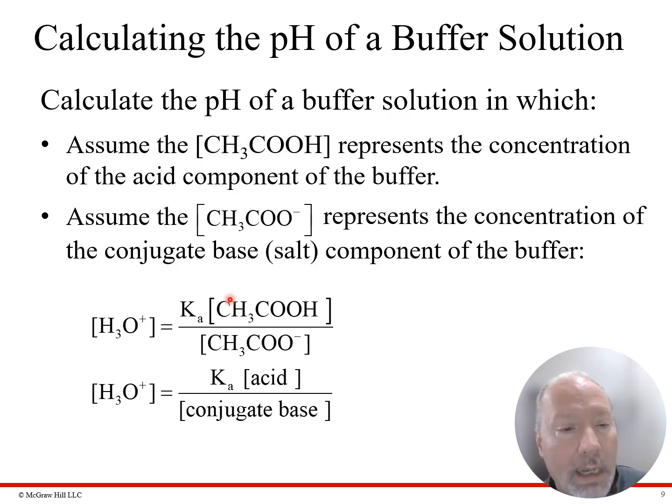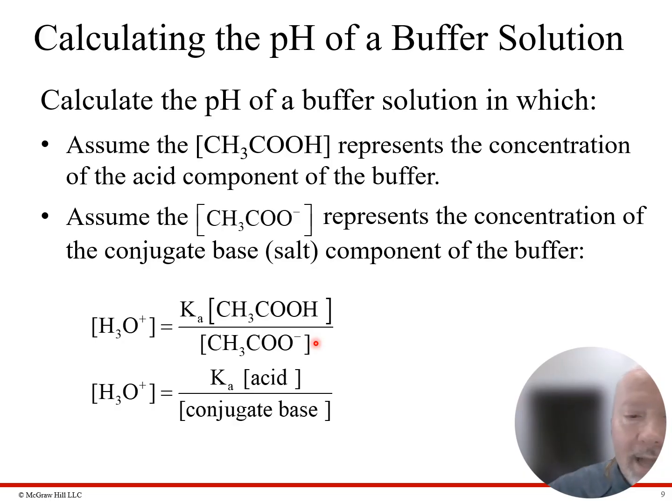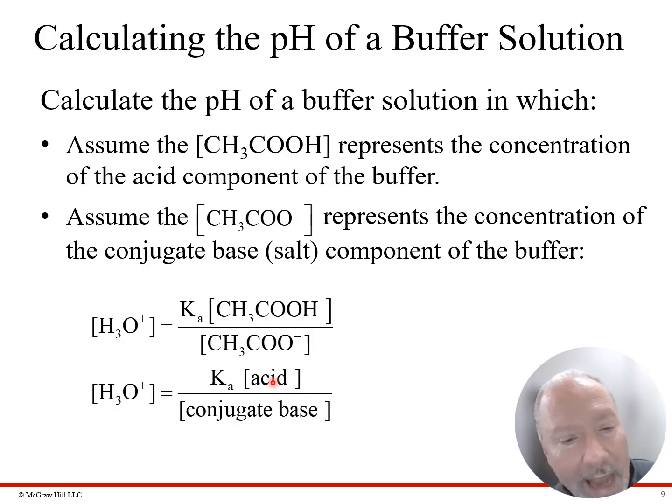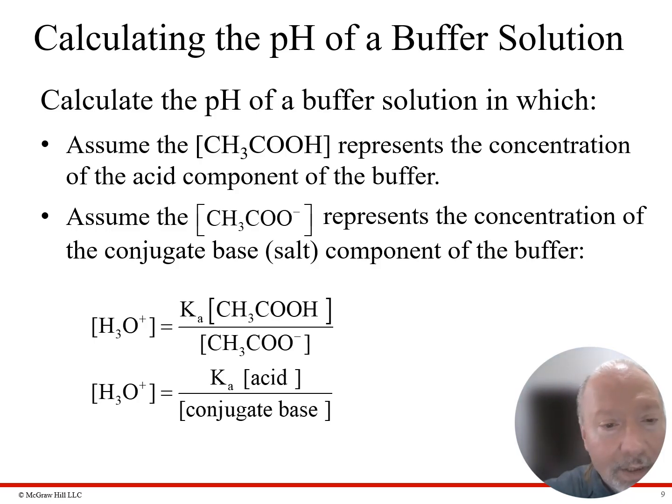We can assume that the acetic acid represents the concentration of the acid component of the buffer, and assume that the conjugate base, or the salt, represents the concentration of the product from our equation. Remember, acetate shows up on the product side of this acetic acid equation. So the weak acid is here at the top, and the conjugate base is here at the bottom when we rearrange this equation to solve for simply hydronium cation, or the protons.